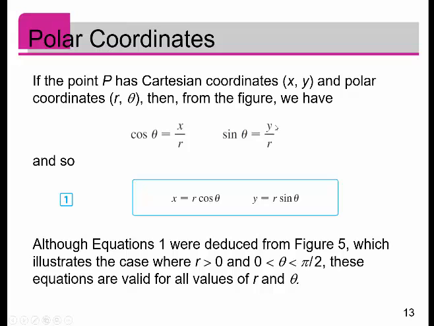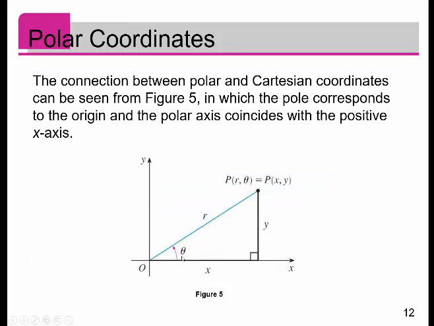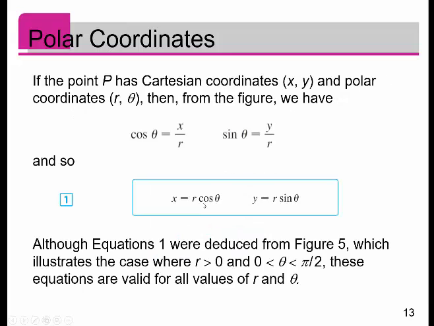Sine of theta is opposite over hypotenuse, so sine of this is y over r. Cross multiplying the r over, you have your conversion just like this. So the x value, if you have the polar, is r cosine of theta, and y is just r sine of theta.